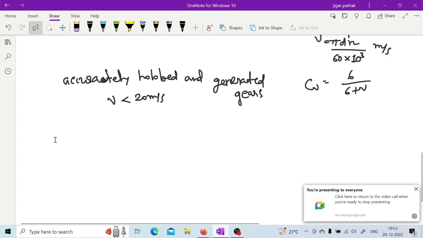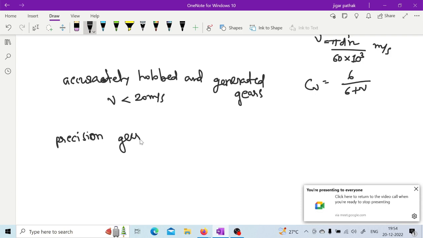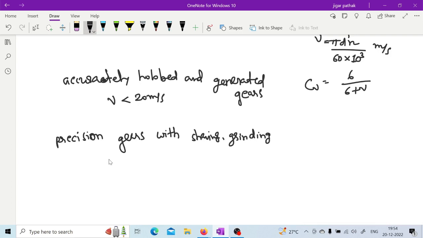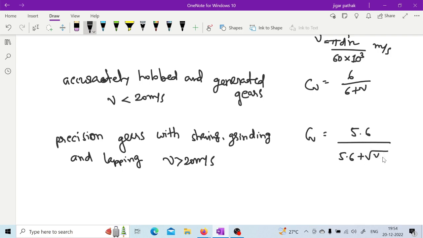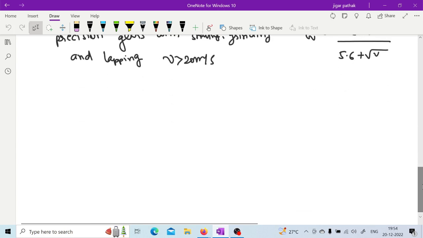So yeah, the next case is precision gears with manufacturing processes like shaving, grinding and lapping operations, and velocity greater than 20 meter per second. In that case, this CV is given by 5.6 upon 5.6 plus under root of v, right? So this is how various cases are handled, and in those cases we need to consider the velocity factor.